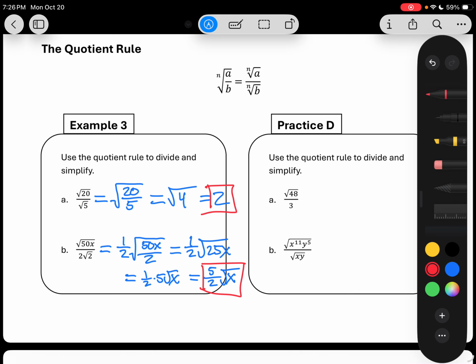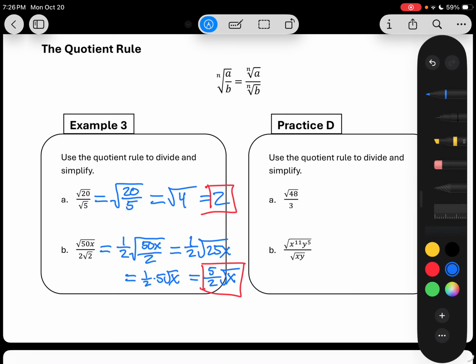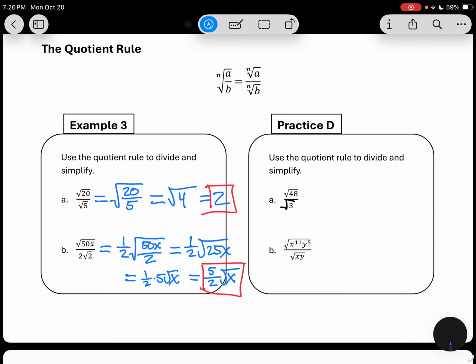Go ahead and pause the video and do practice D. Okay, on practice D, let's see, this should have a square root there. You can rewrite that so that both of them are inside the same square root. So the square root of 48 divided by 3, and that is 16. So the square root of 16, and that would be 4.